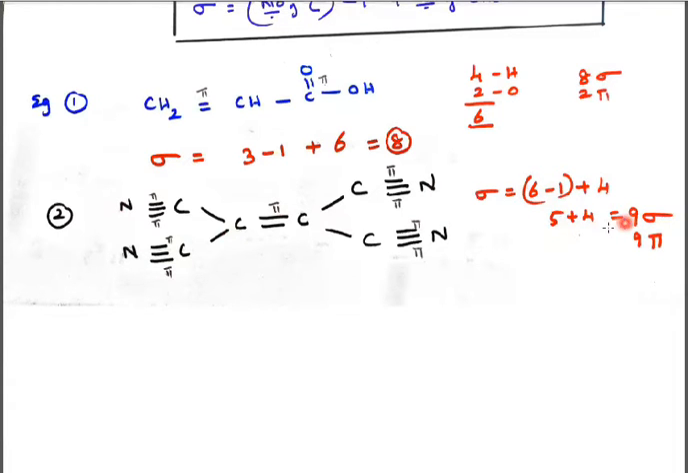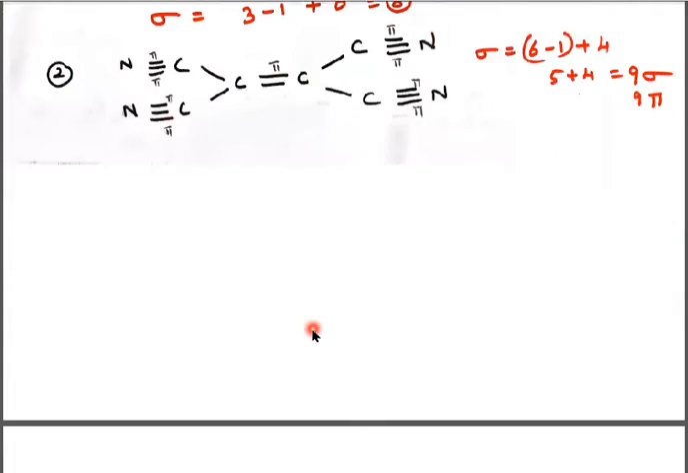That is the sigma bond. So here I told you triple bond comes, it is 2 pi bonds. So 2, 4, 6, 8 and this one is 9. So 9 pi bonds.